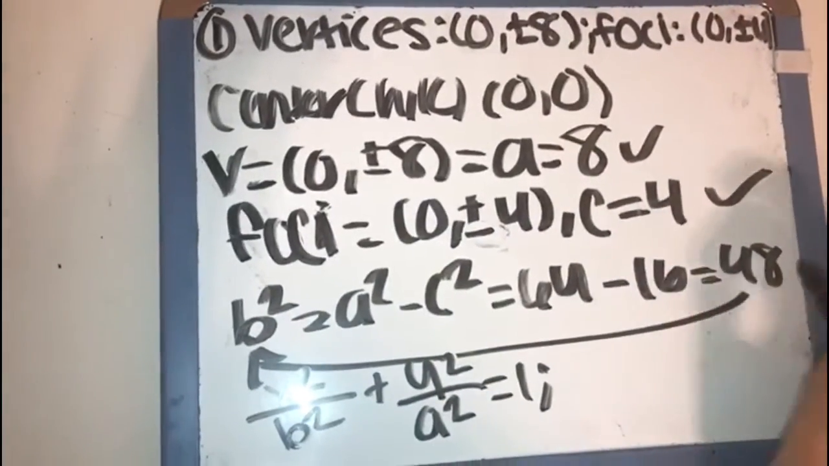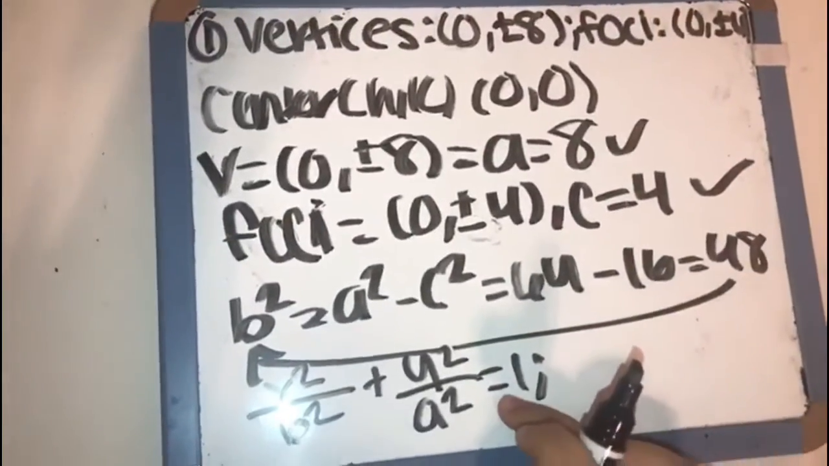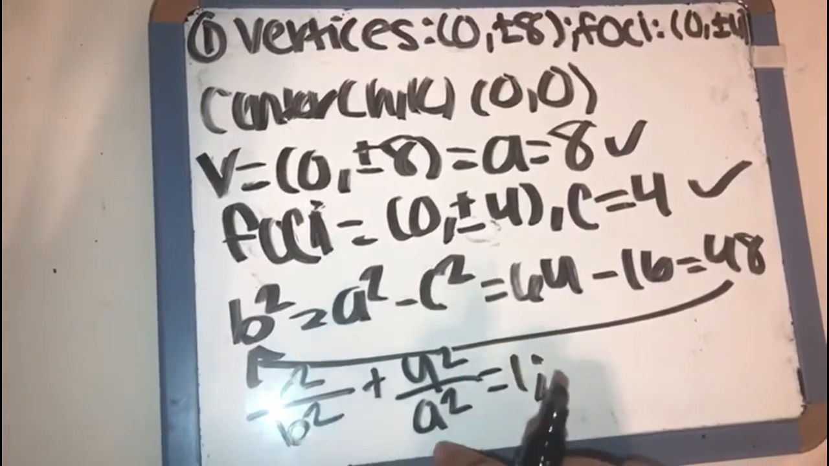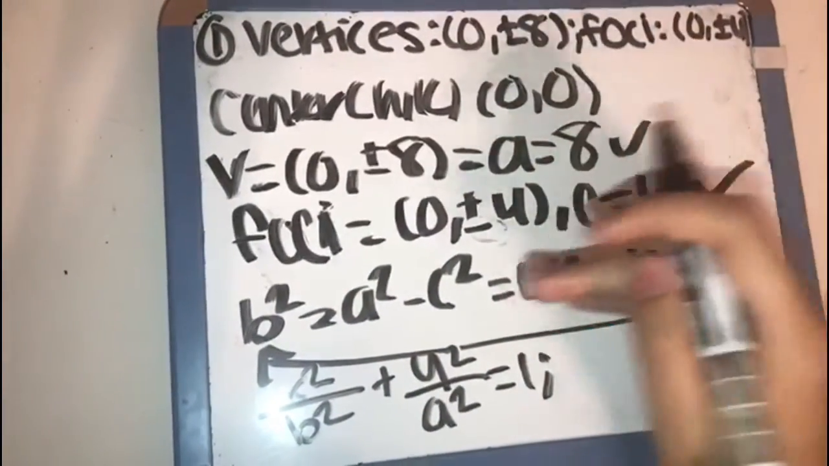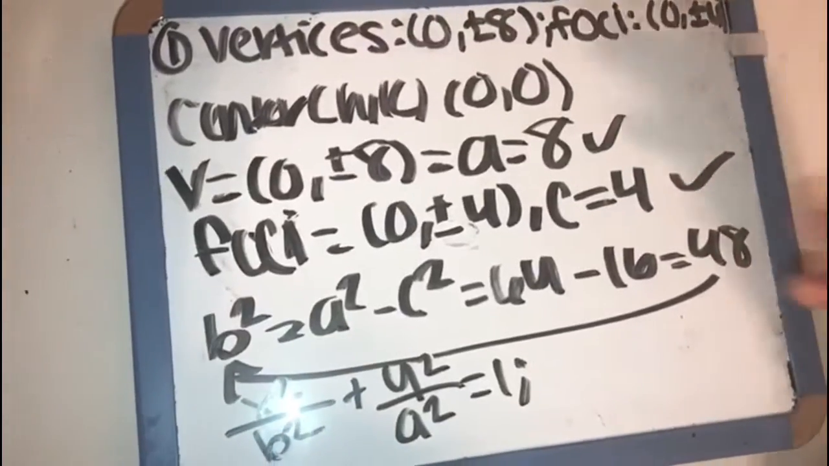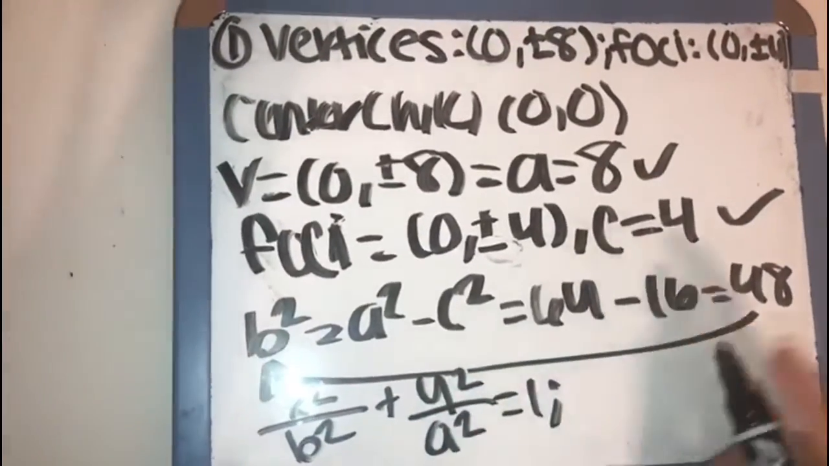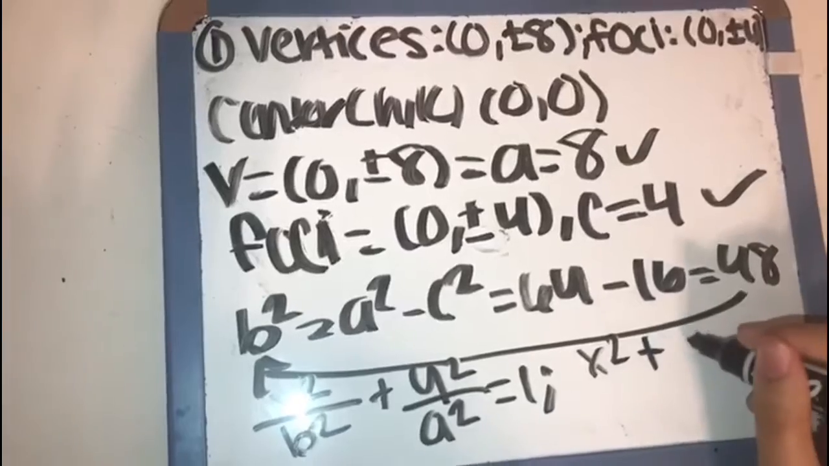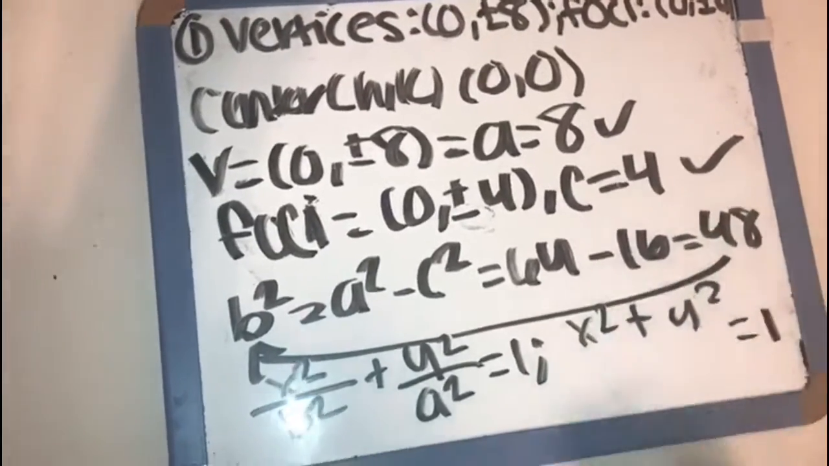Now x squared and y squared are going to stay the same, and the 1 is going to stay the same. But b squared and a squared are going to be different because we have characteristics. We already have the terms. We already have the answers for those terms. So x squared just stays the same.